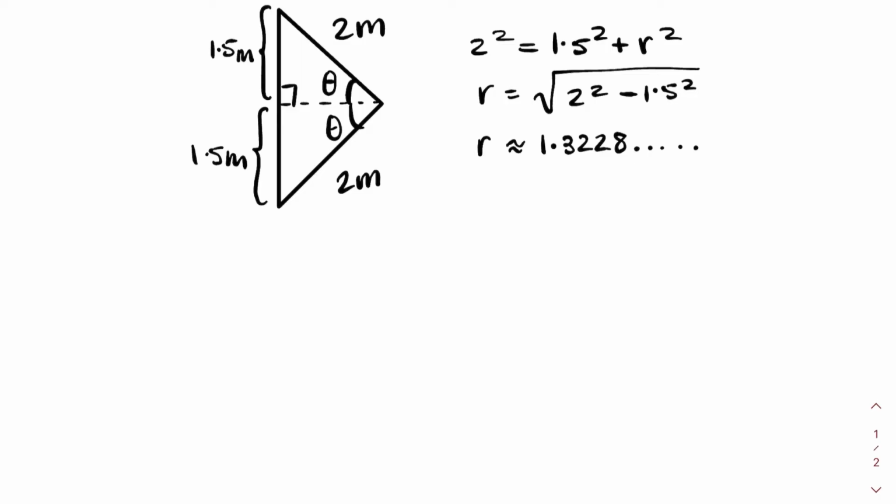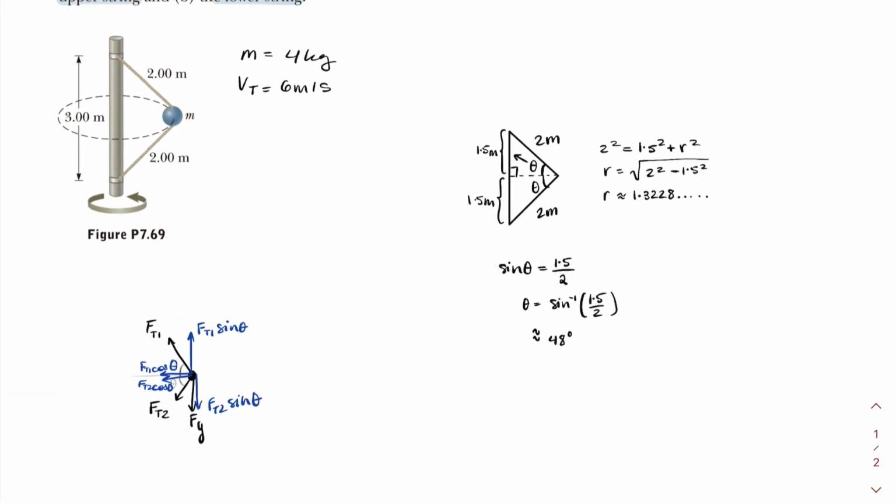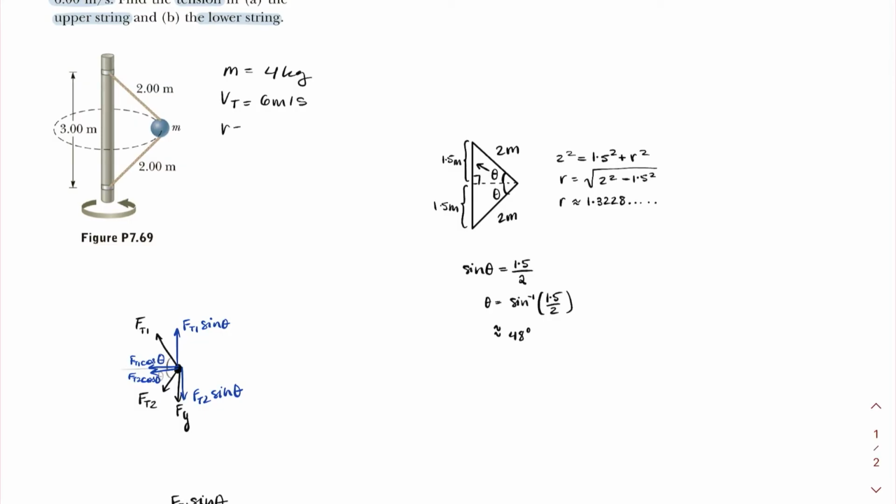Similarly, we can use this to find the value of theta. Since this side is the opposite of this angle, we can say that the sine of theta equals opposite over hypotenuse, which is 1.5 over 2. So we can isolate theta and say theta equals the arcsine of 1.5 over 2, which is approximately 48 degrees. So I'm going to add these right here. Radius equals 1.3228 meters, and theta is 48 degrees.